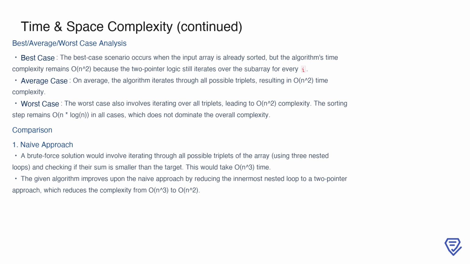The sorting step remains O(n log n) in all cases, but it does not dominate the overall complexity. Compared to a naive approach that relies on 3 nested loops, which would take O(n³) time, our algorithm is a significant improvement. The two-pointer technique eliminates the innermost loop, reducing the complexity from O(n³) to O(n²).